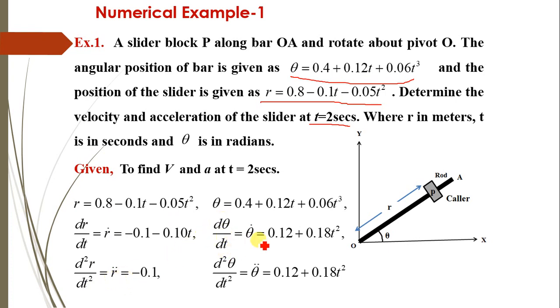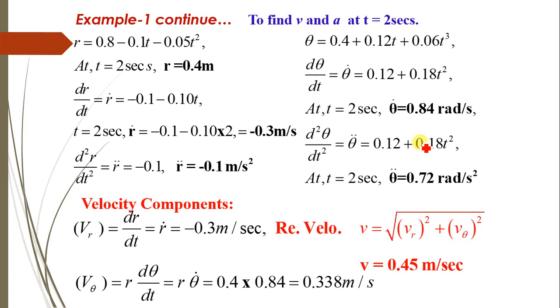Similarly, dθ/dt as θ dot and d²θ/dt² as θ double dot. Whatever expression we get, we substitute time t as 2 seconds. Therefore, finding the components of velocity: Vr is equal to r dot, that is minus 0.3, and Vθ is equal to r into θ dot, so 0.4 into 84, and therefore the resultant velocity is equal to the square root of Vr square plus Vθ square, which is 0.45 meters per second.